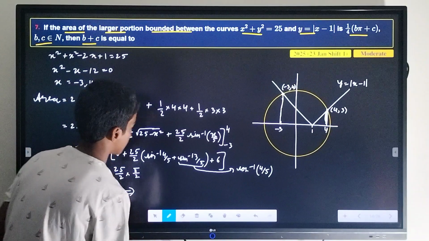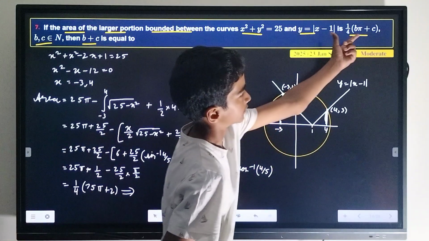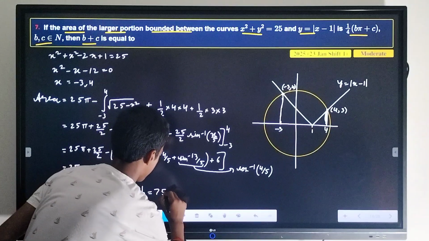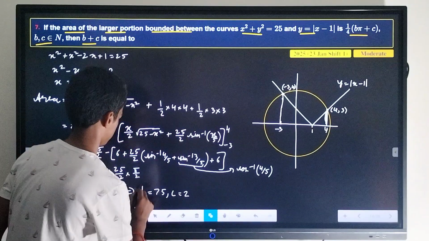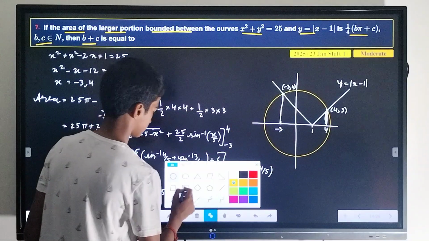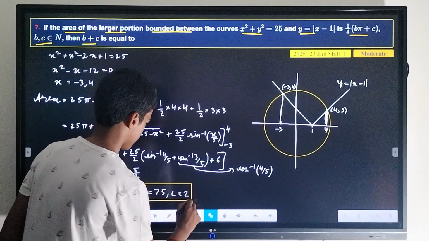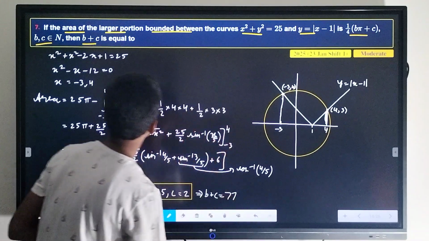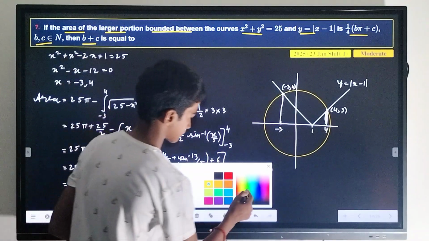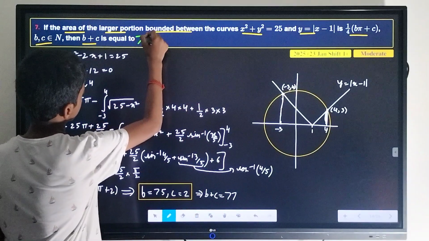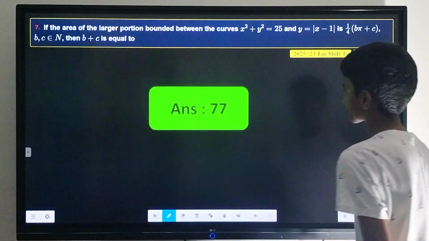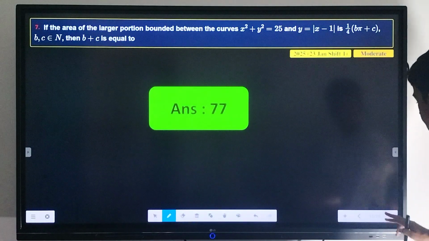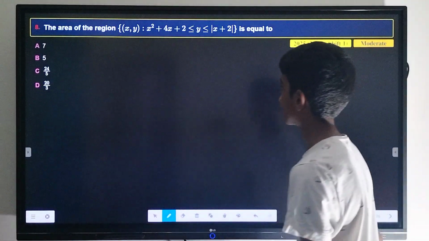So from here, on comparing this result and the given result in the question, we will get B is equal to 75 and C is equal to 2. So from here our B plus C is equal to 77. So our answer is equal to 77. And here is our solution, and we can see that our answer is correct. Here is our next question now.